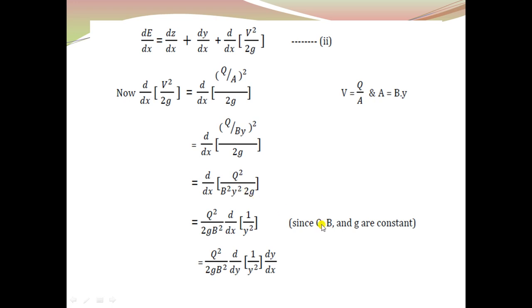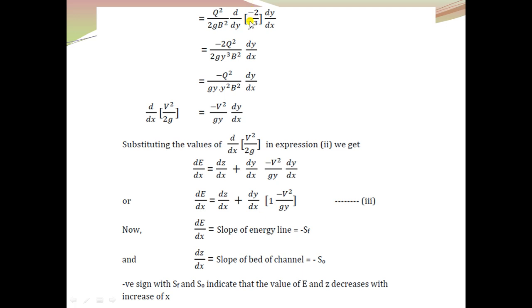Here the discharge is constant, the bed width of the channel section is constant, and acceleration due to gravity is constant. So the only variable will be the depth of flow. So let us take the constant term outside. So q square by 2g b square into d by dx of 1 by y square. So differentiation of 1 by y square we will be getting as minus 2 by y cube into dy by dx. The other terms will remain as it is.